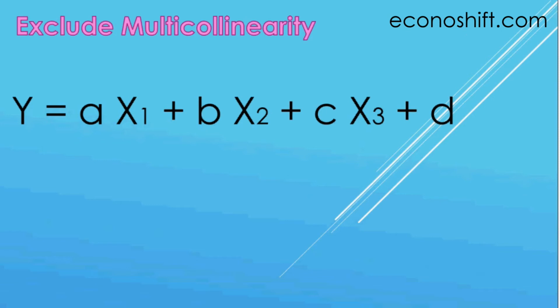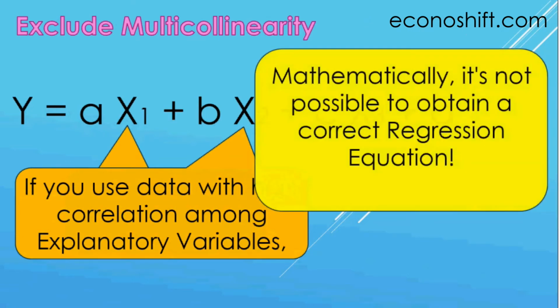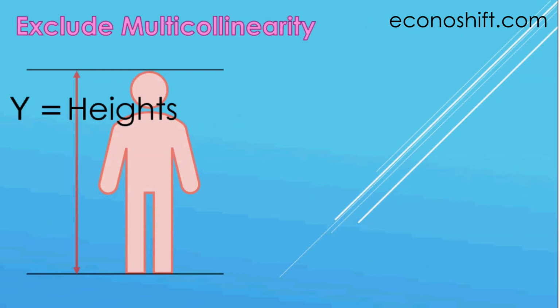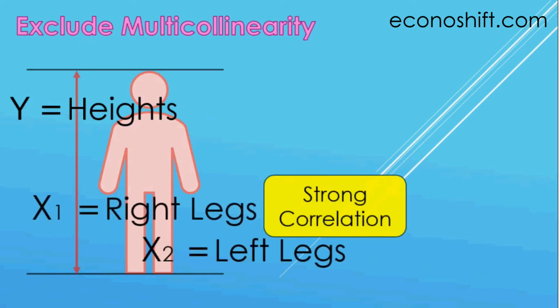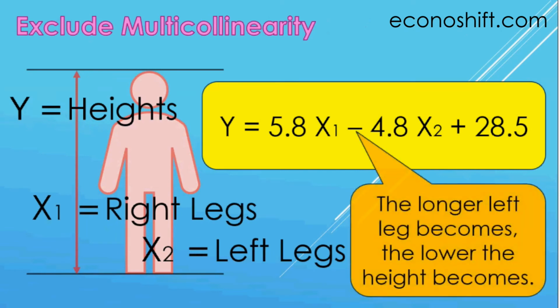Here is another consideration. During multiple regression analysis, if you use data with high correlation among explanatory variables, we know that mathematically it's not possible to obtain a correct regression equation. We say that there is multicollinearity. In a frequently used example, when you do multiple regression analysis with people's height as objective variable and the length of right and left legs as explanatory variables, you'll get a funny result like this. The left leg's coefficient is minus, which means that the longer it becomes, the lower the height becomes.